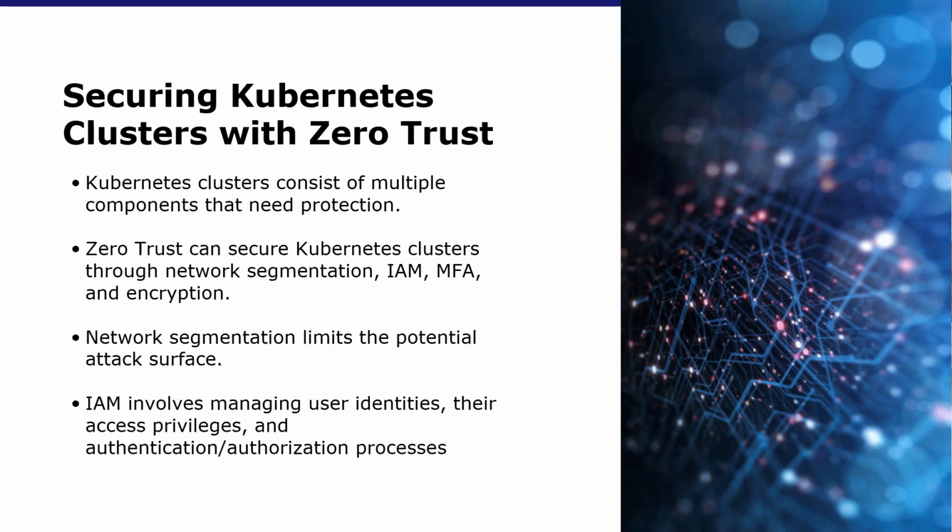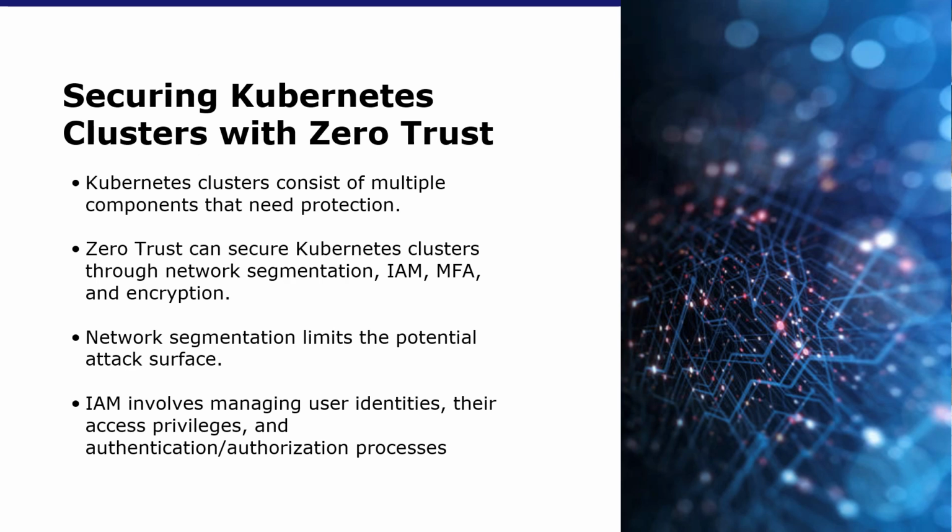Kubernetes clusters consist of multiple components, including the Kubernetes API server, etcd, and worker nodes. To secure a Kubernetes cluster, all of these components must be protected. Here are some ways that Zero Trust can help secure Kubernetes clusters.